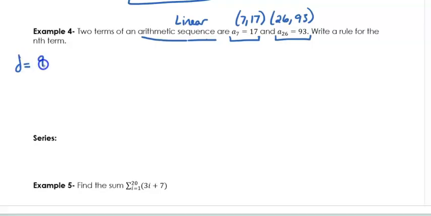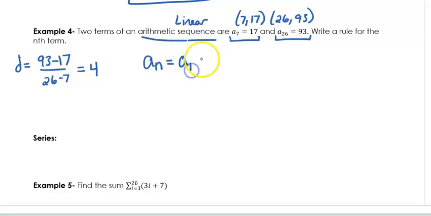So to find your common difference, let's find the slope, because really at its core, that's what the common difference is. So I get 4. Now to write a rule, which is just a sequence, we have our first term, we don't know, and we don't know n, but we know our common difference is 4.